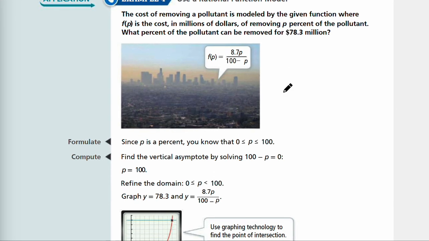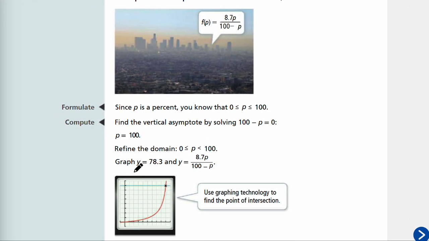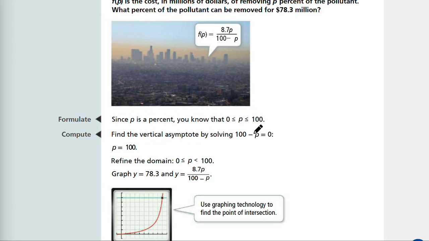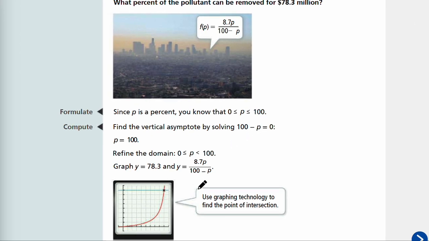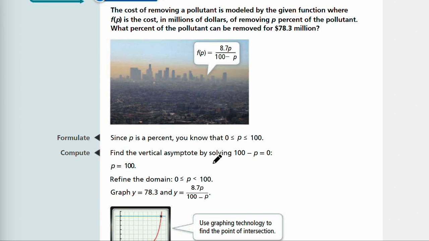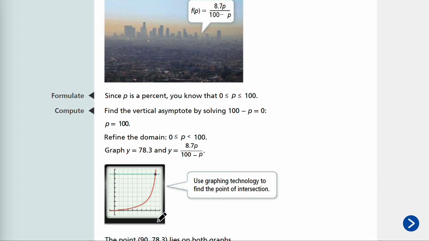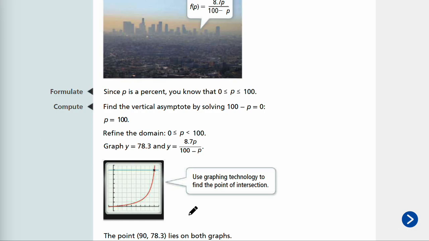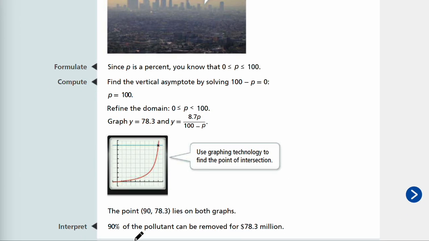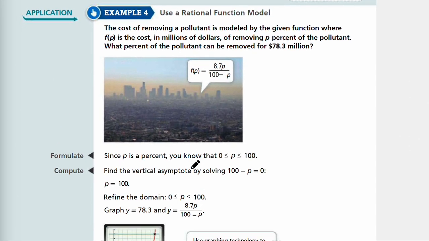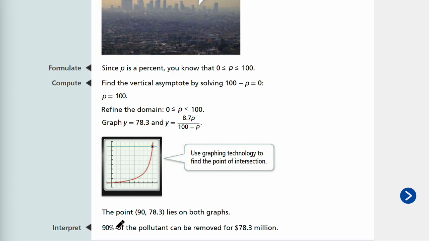If you have a graphing calculator with your device, then you can graph two different functions. You can graph the rational function here, and you can graph another linear function when y is equal to 78.3. You'll be able to find the intersection. So the point (90, 78.3) would be our solution, which in real life, if we interpret our solution, means 90% of the pollutant can be removed for $78.3 million. Okay, not too hard, right? So in real life, you do have to think about other factors that really make sense.